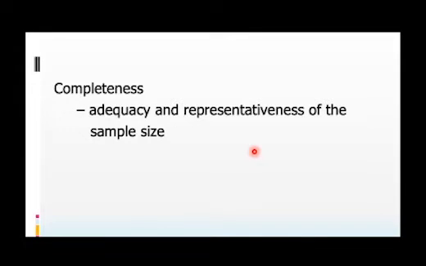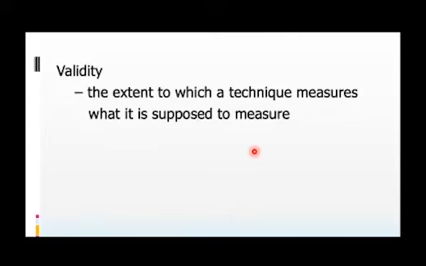Now, another characteristic of statistical data is completeness. That's adequacy and representativeness of the sample size. And lastly, validity. Validity is the extent to which a technique measures what it is supposed to measure. So an instrument is valid if it measures what it is supposed to measure.